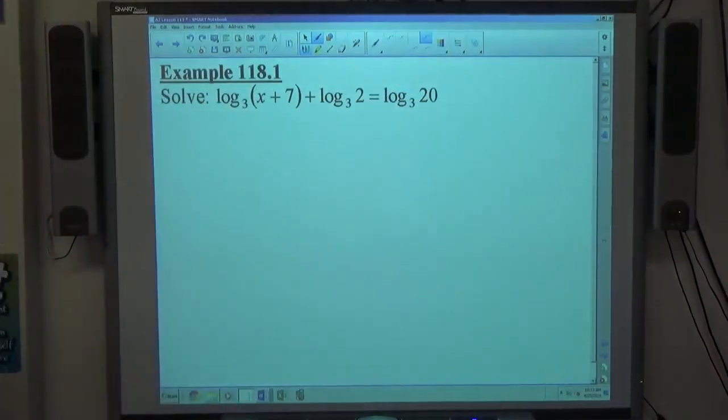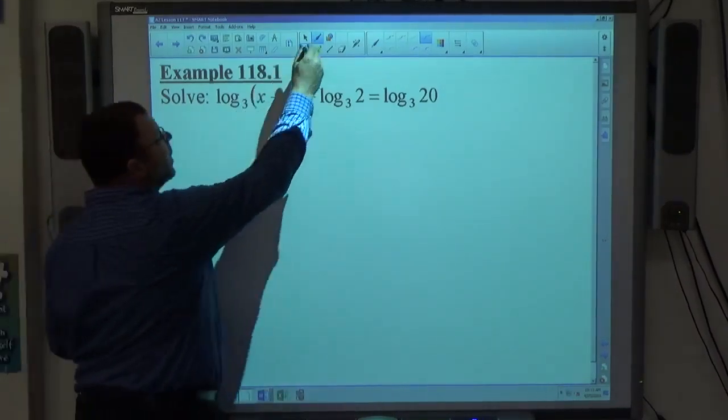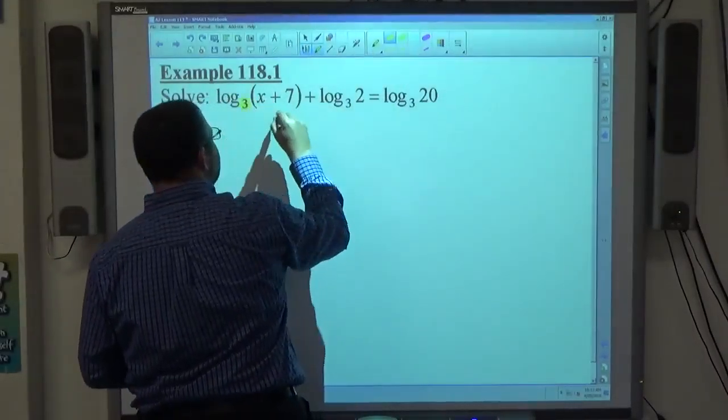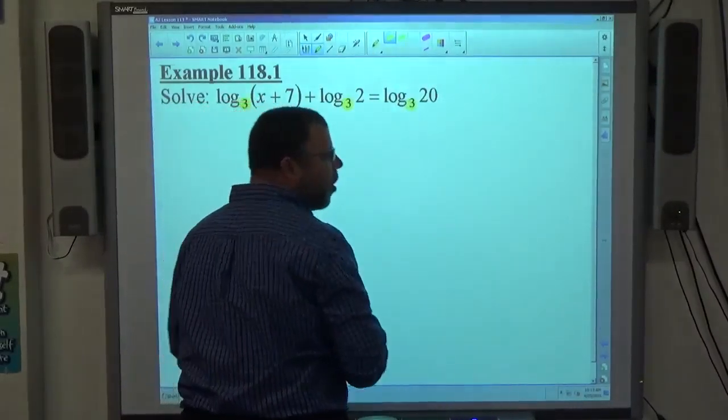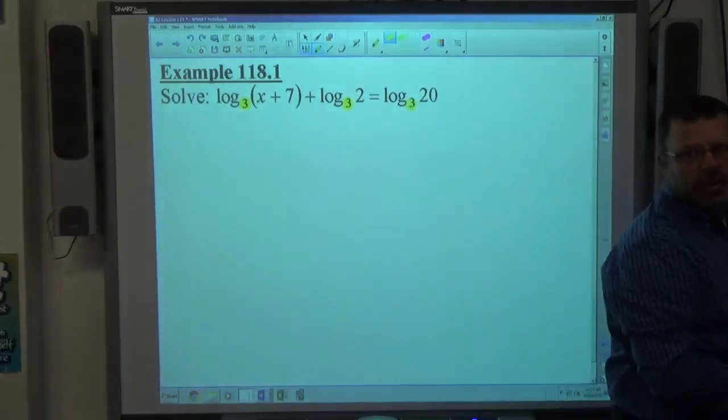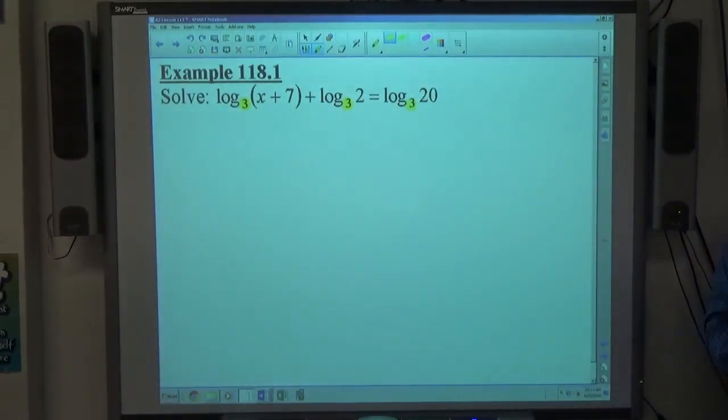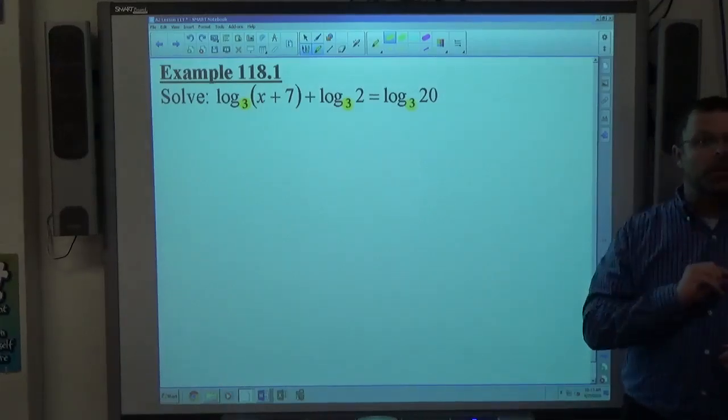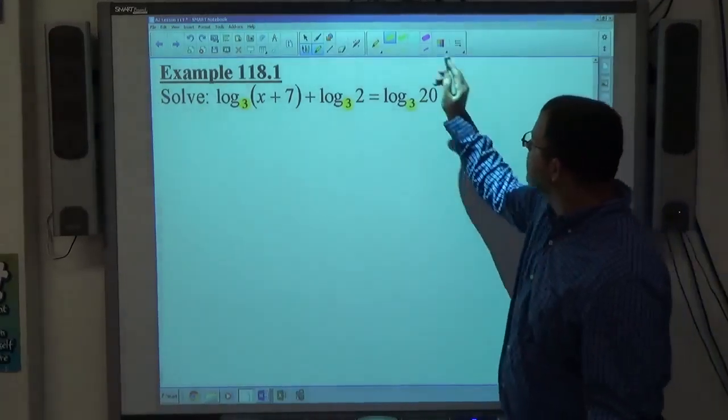Log base 3 of x plus 7 plus log of 2 base 3 is equal to log of 20 base 3. First off, it's going to happen every single time, but it's just a verification thing. All the bases have to match. If they don't, it's going to be a different kind of problem. At this point, they're going to match. When you get to geotrig, if you choose to take geotrig next year, they'll start off matching, and then down the road they won't match, but we'll know how to deal with it then. All right? It's slightly more difficult, not a lot more difficult.